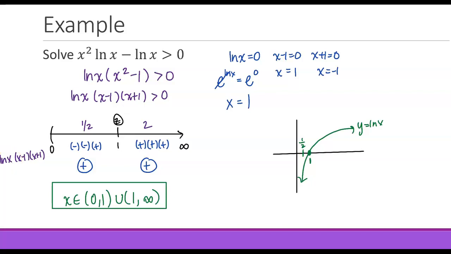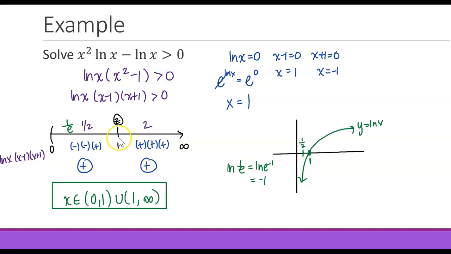So another test point that you could have chosen over here is 1 over e, because if you plug 1 over e into natural log x, you get natural log of 1 over e, that's natural log of e to the negative 1. Natural log and e cancel, so I get out a negative value, right? So that also verifies that any x value you choose between 0 and 1 will give you a negative value in the output of natural log.